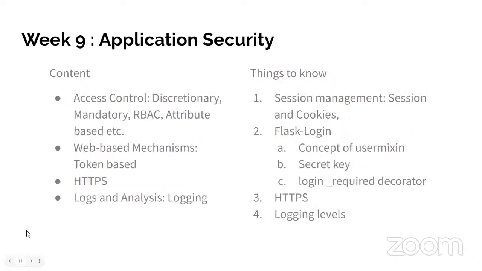Next is an important concept, that is application security, right? Theoretically, you need to know what discretionary, mandatory, role based, and attribute based access control are. You need to know how these are different from each other. You need to know what the web based mechanism is, I mean, how token based security is provided. Practically you don't need to. Why? Because these things have been taken care of in MAT 2.